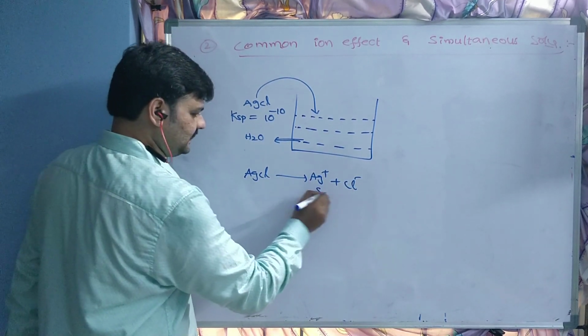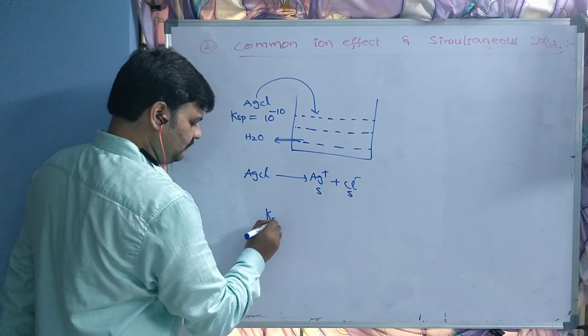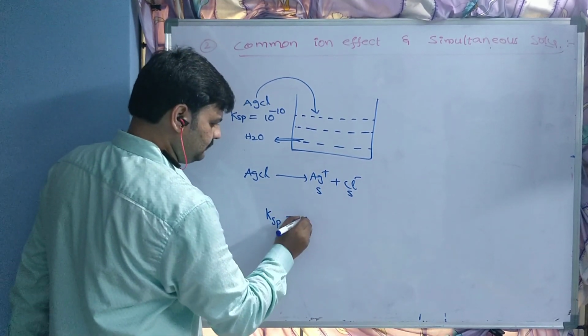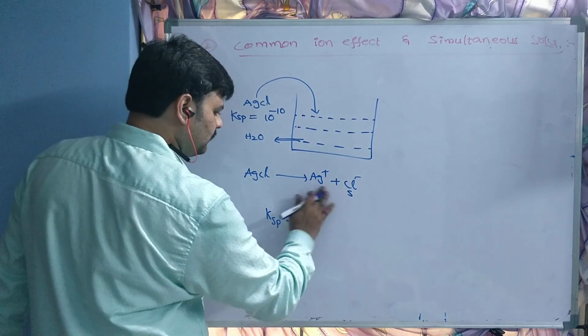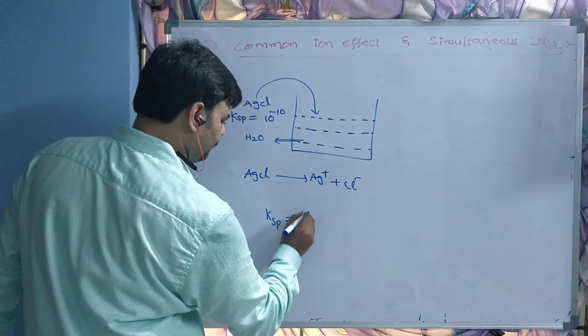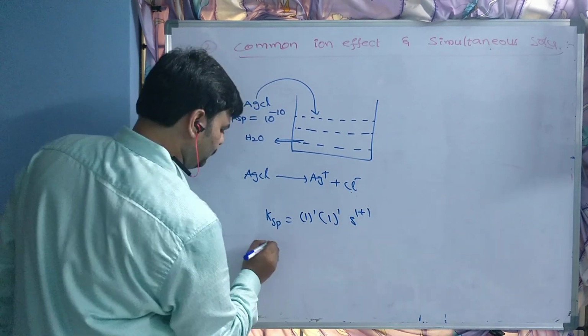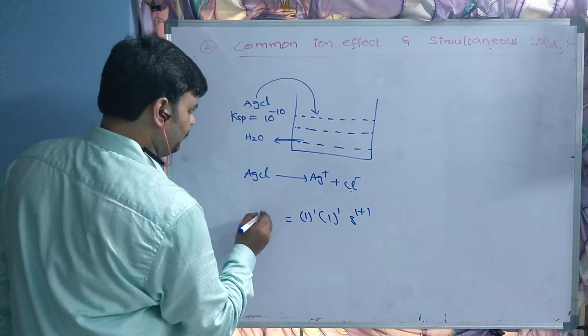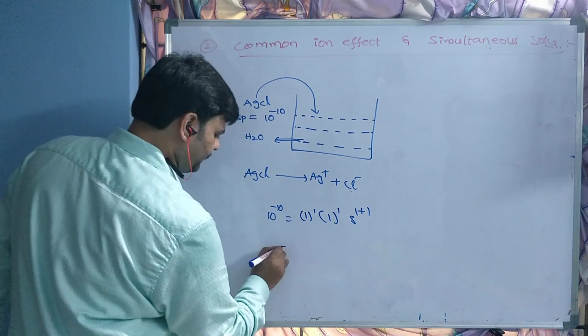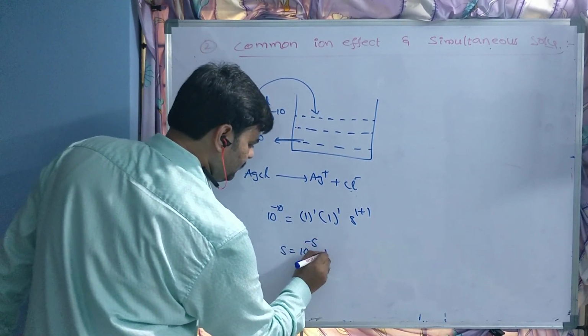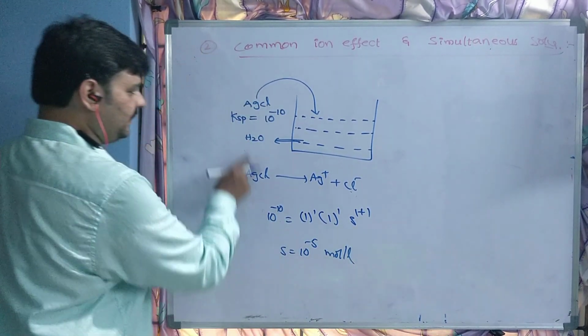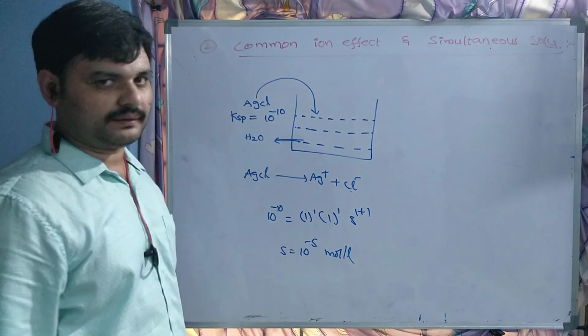It is S times dissolved, it is S times. So Ksp is equal to, you can take the value directly, 1 power 1, S power 1 plus 1. So here the Ksp value is given as 10 power minus 10. So the S value is equal to 10 power minus 5 moles per liter. This is the solubility of AgCl when it is dissolved in water.